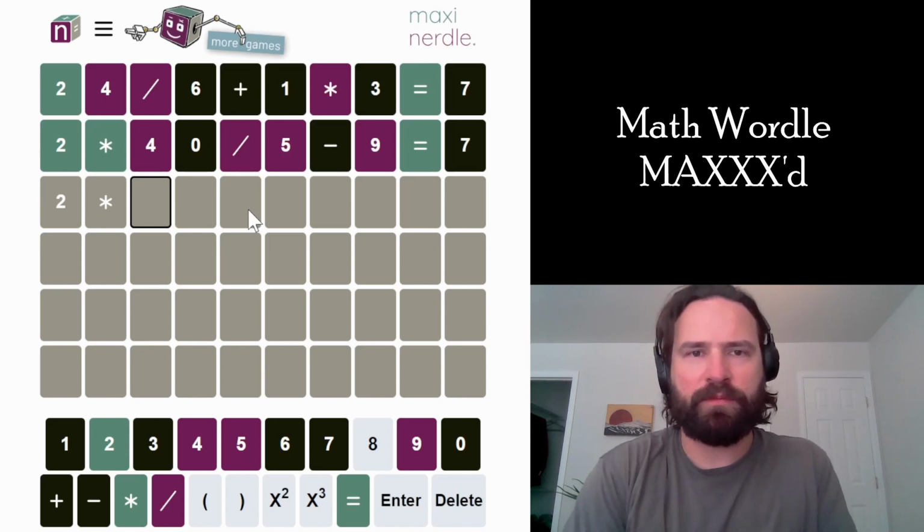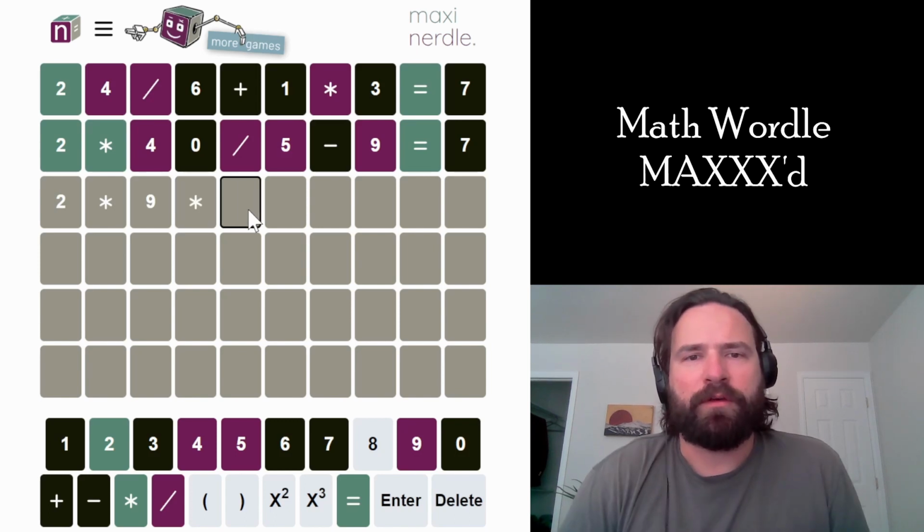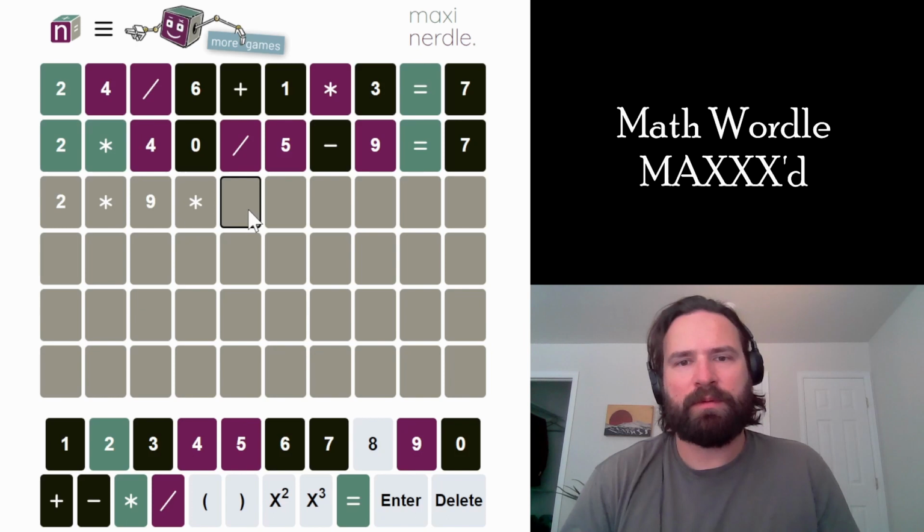I don't know. Let's just put something in. 2 times 9 times... I don't know. The only things divisible by 5 are things where I need to multiply by 5 if I'm going to be able to divide by 5. So I'm not going to be able to divide by 5. 2 times 9 times 8. 2 times 9 times 4 divided by 8 would work. Maybe I just try that. Just try to place some more stuff.